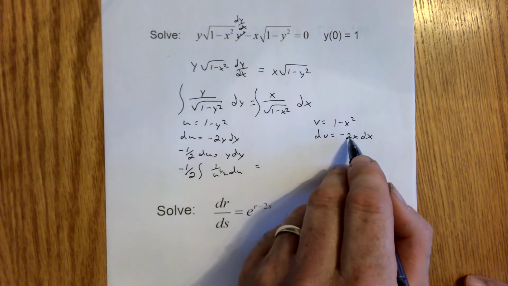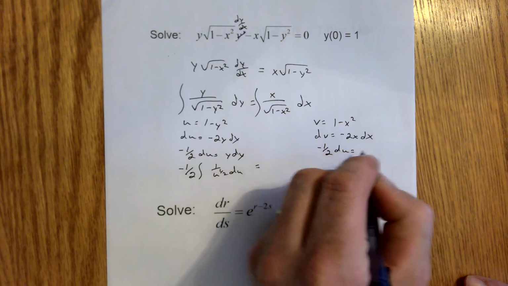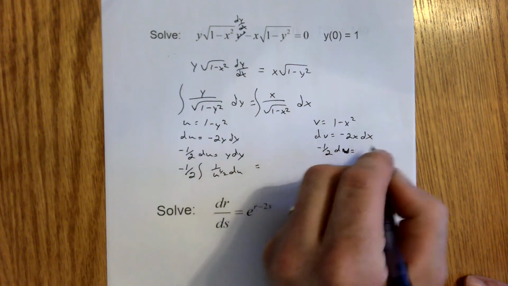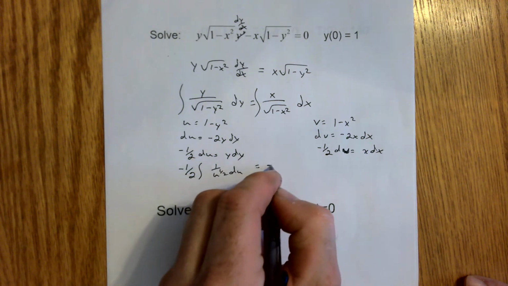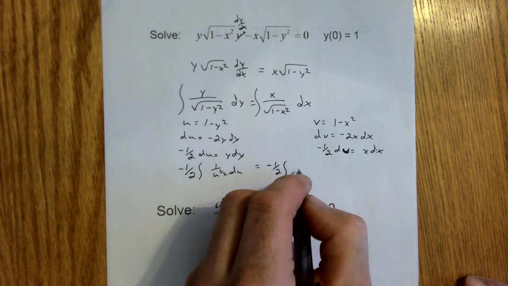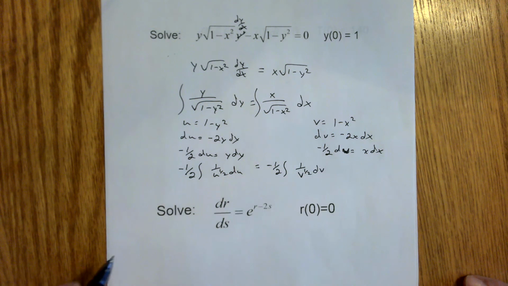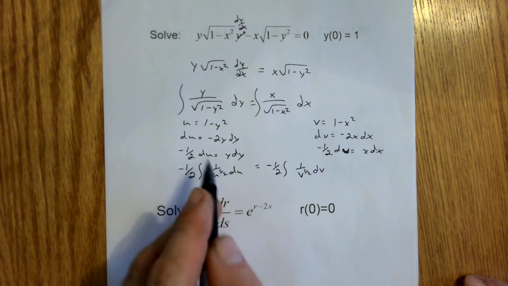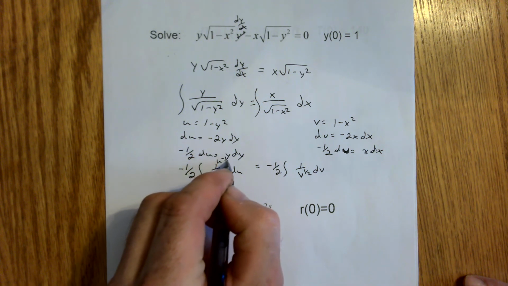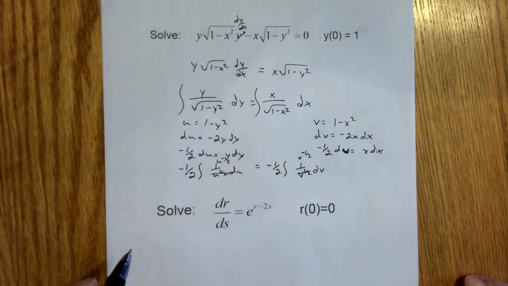And again, I can't use that negative 2, so I bring that over: negative 1/2 dv equals x dx. So I've got the integration of my negative 1/2, the integration of 1 over v to the 1/2 dv. I can't integrate a denominator, so I'm going to bring that to the top as a negative exponent, and bring this v to the top as a negative exponent as well.